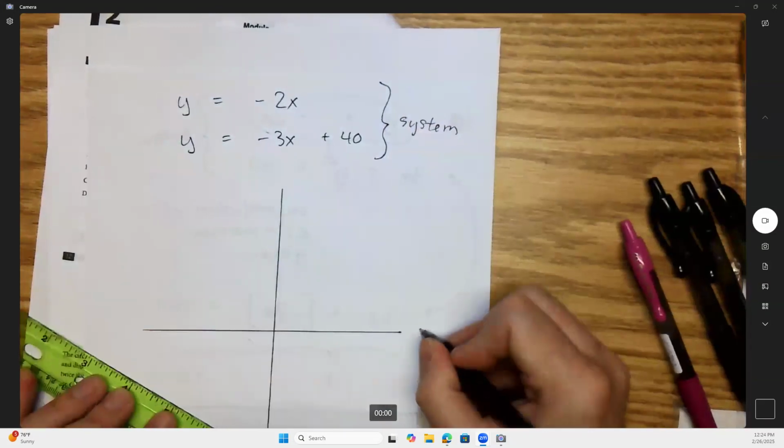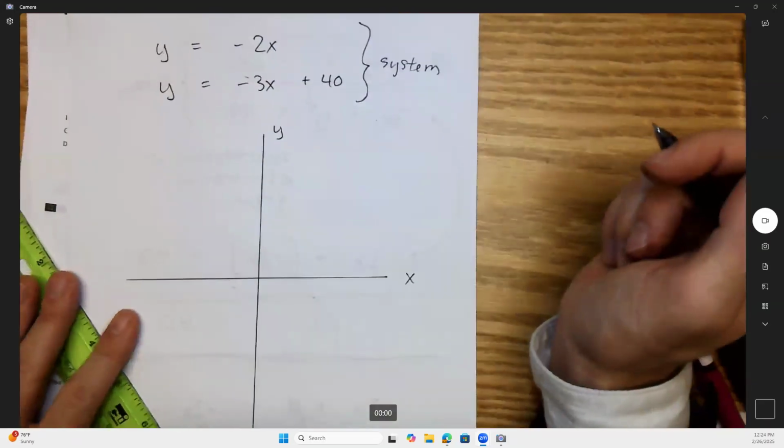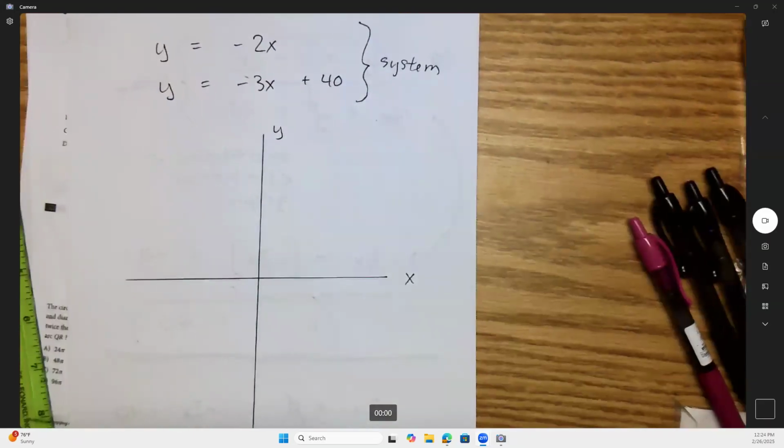What do these look like graphed? Can you graph those 2 equations? Everybody definitely has their notes out, right? Everybody's got paper out for notes.